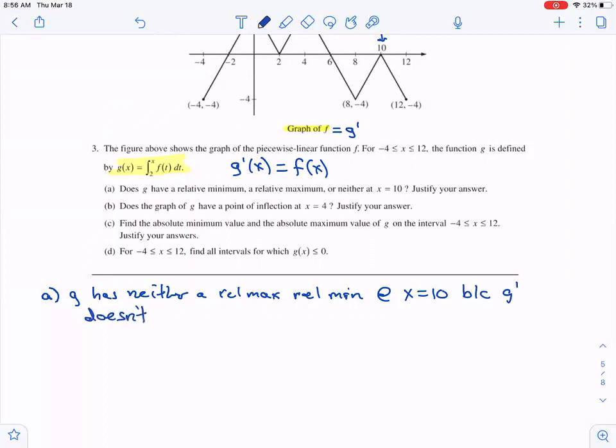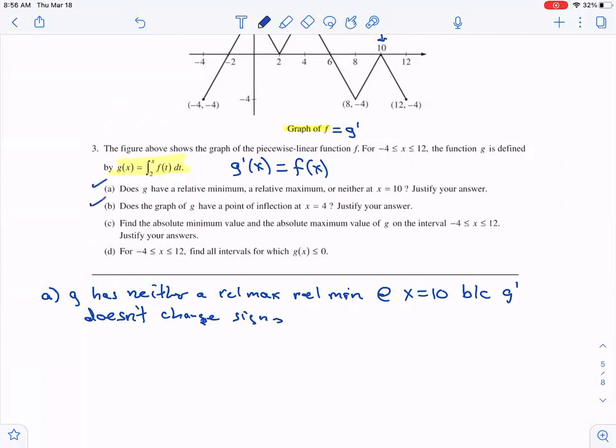Since I'm talking about G, I'm more comfortable referring to G prime. They're synonymous, but I'm just going to use G prime. Doesn't change signs. Okay? That's all I got for part A.